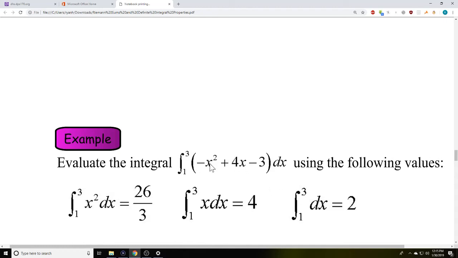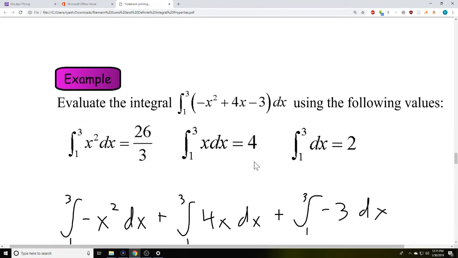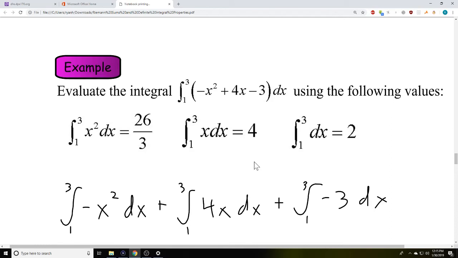And the first thing we're going to do is split this up into 3 different integrals. Okay. So that's our first step. So integral from 1 to 3 of negative x squared, and then plus the integral of 4x, plus the integral of negative 3. All right. So splitting it up into 3 separate integrals, since we don't know how to do this with the more advanced methods that we're going to learn later on. Right? We're going to take this in a different way and get the same answer later on. But for now, we're just going to use our properties.